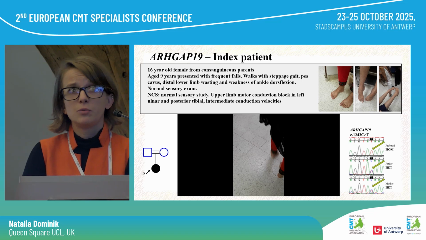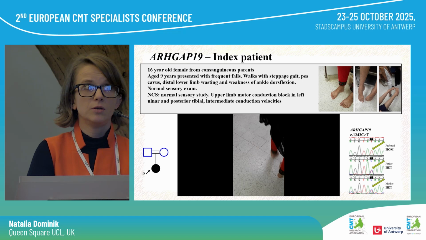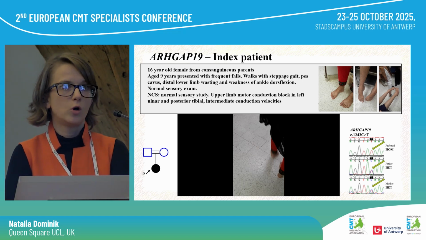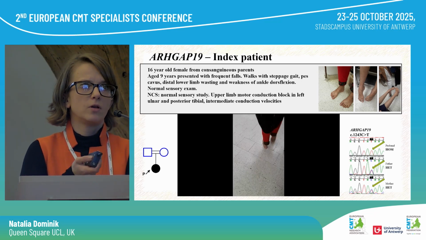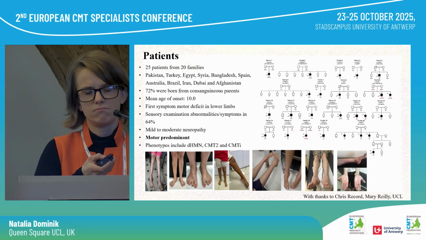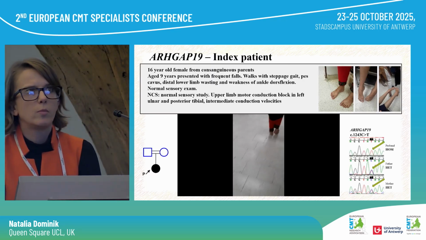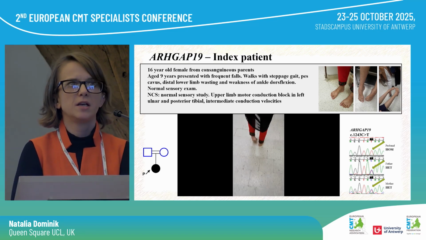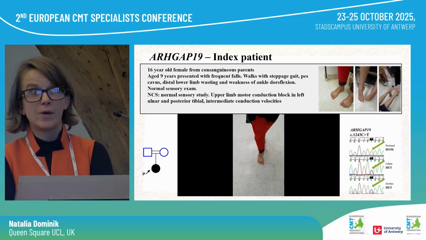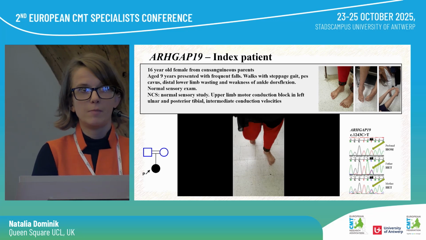Now, you might have seen me present this slide before, but just really briefly, the index patient came from a consanguineous family, and at the age of 9 years old, she presented with frequent falls. She walks with foot drop and has distal lower limb wasting and pes cavus. After next generation sequencing, we found a biallelic variant in ARHGAP19 in her that later segregated within her family.